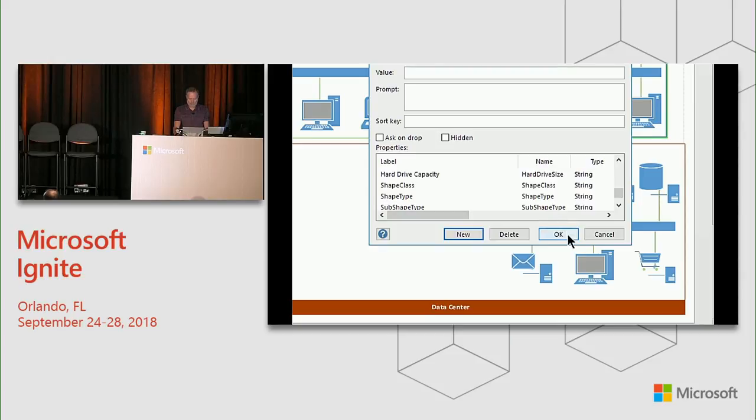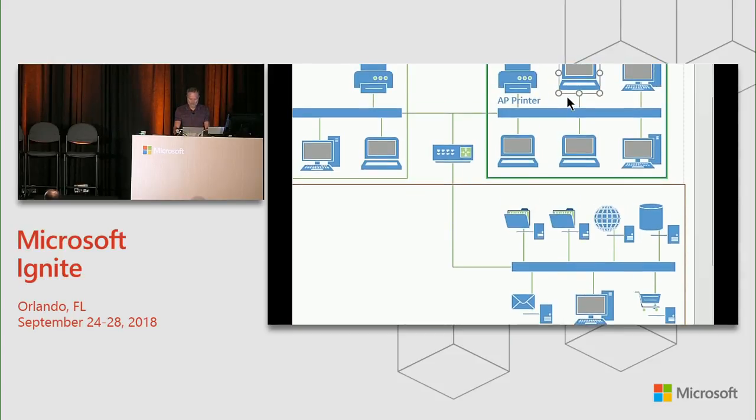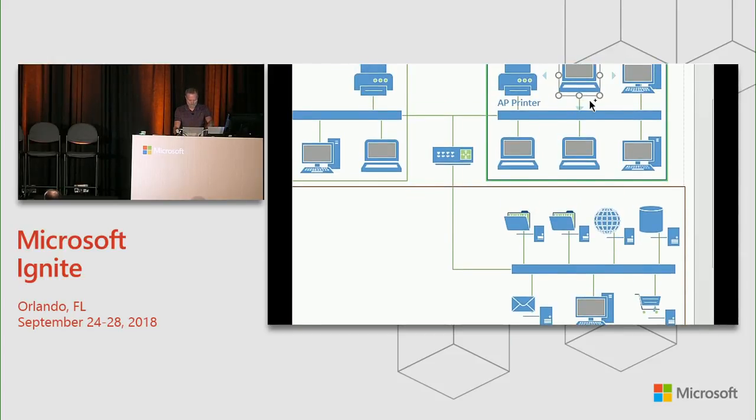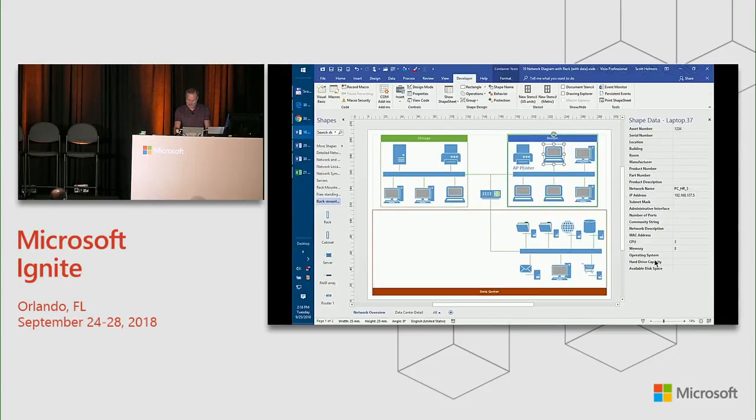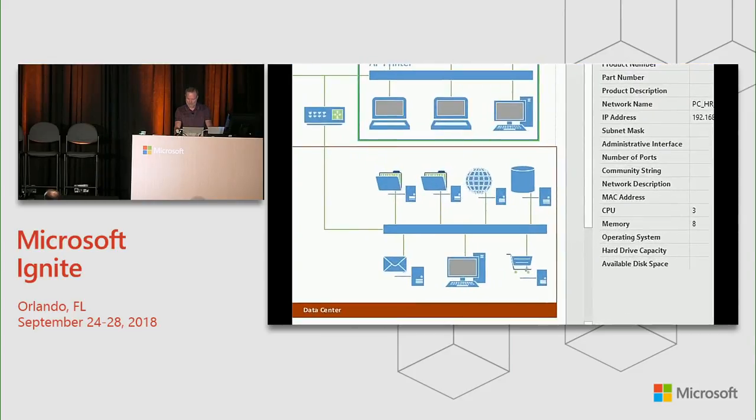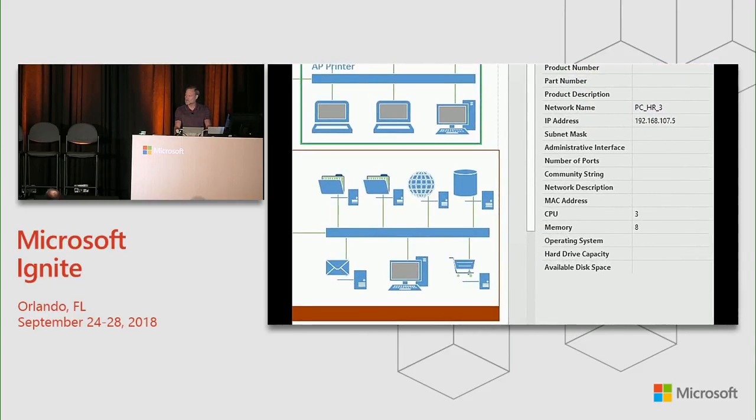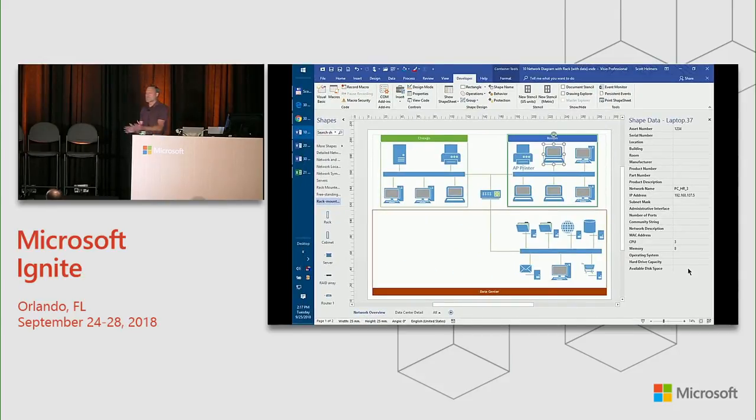So let's scroll down a little bit, click OK, and we'll look at this shape. We look at the bottom of the list, and we do see that there's now a field called Available Disk Space. So it's that easy to create new data fields. Now, here's the next question for you guys. I just added a data field. To what did I add that field? How many shapes were affected by what I just did?